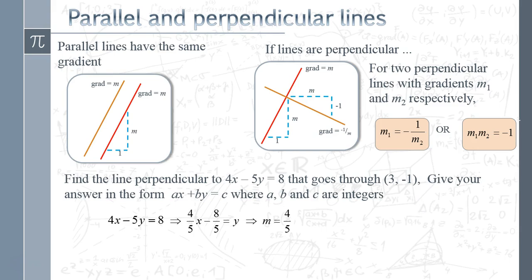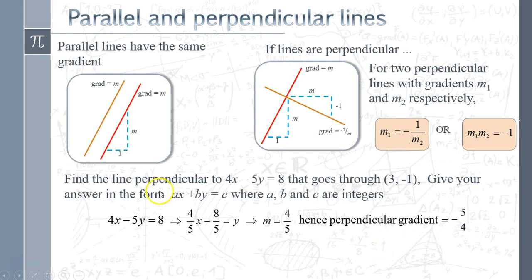If we know that gradient's 4/5, then the perpendicular gradient is just going to be -1 over that. So basically what that means is flip it upside down and whack a minus sign on the front. So hopefully you're happy that this -5 over 4 is the negative reciprocal of 4/5. So we're using this one here: turn it upside down, put a minus on the front, and there's the perpendicular gradient.